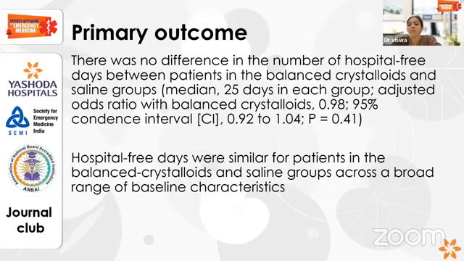The primary outcome: there was no difference in the number of hospital-free days between patients in balanced crystalloids and saline groups. That is, the median was 25 days in each group. The adjusted odds ratio with balanced crystalloids was about 0.98 with a 95% confidence interval. Hospital-free days were similar for patients in balanced crystalloids and saline groups across a broad range of baseline characteristics.